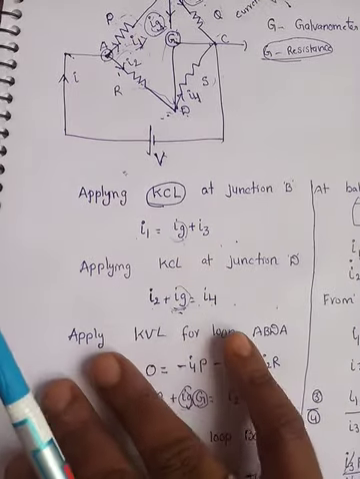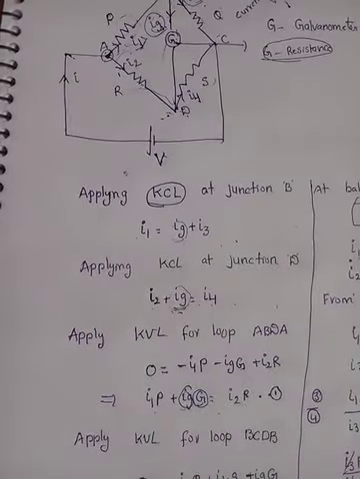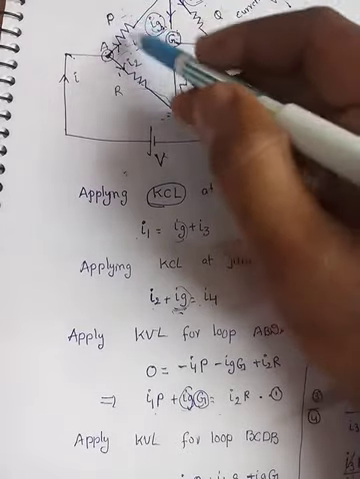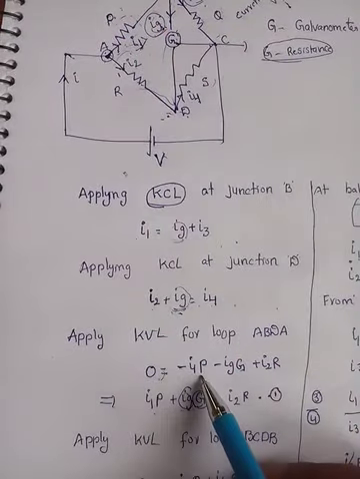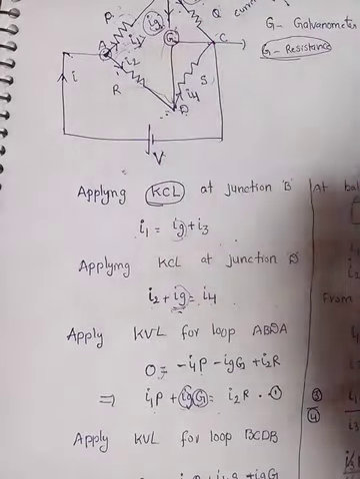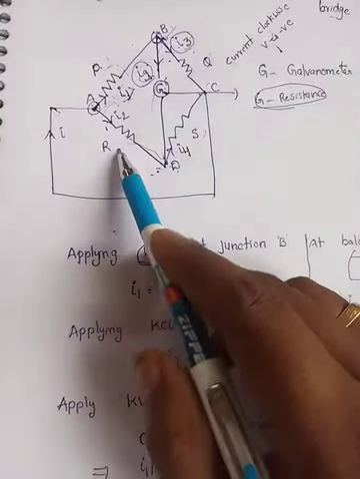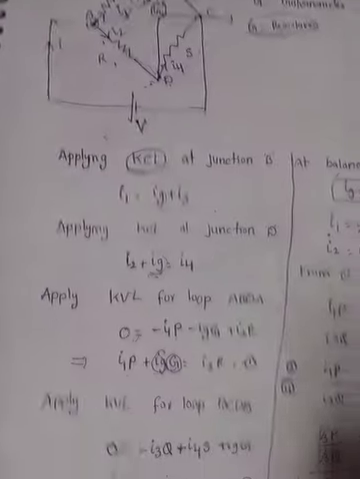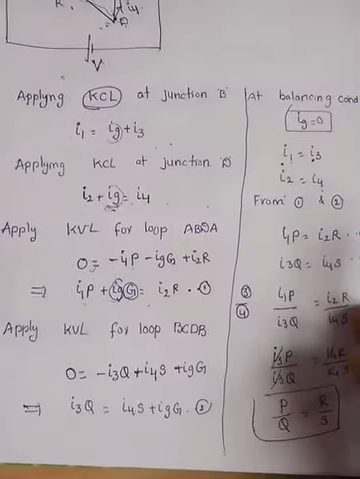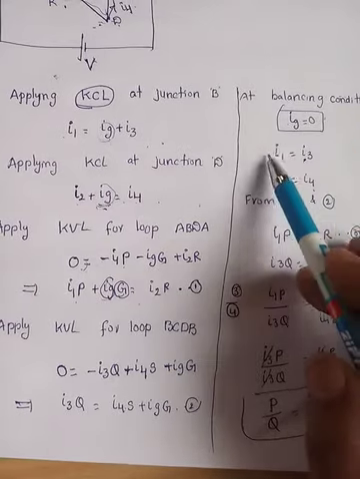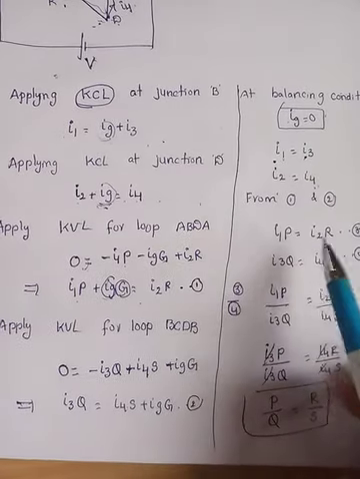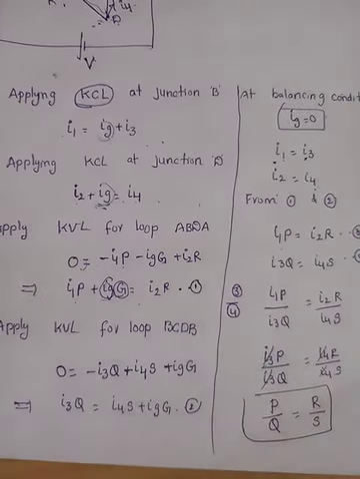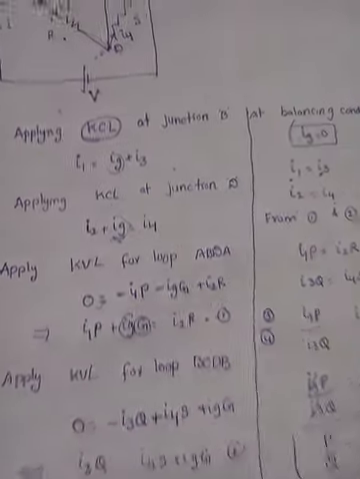Now applying Kirchhoff's voltage law, it is very important that for clockwise current, potential is negative. So here the current is flowing clockwise, potential is I1 into P, so 0 equals minus I1P minus IgG plus I2R. Similarly here, minus I3Q plus IgG plus I4S. We are taking only one condition, that at balancing condition current through the galvanometer is 0, so we got I1 equals I3, I2 equals I4. Similarly, I1P equals I2R, I3Q equals I4S. Dividing these equations we got the condition P by Q is equal to R by S.